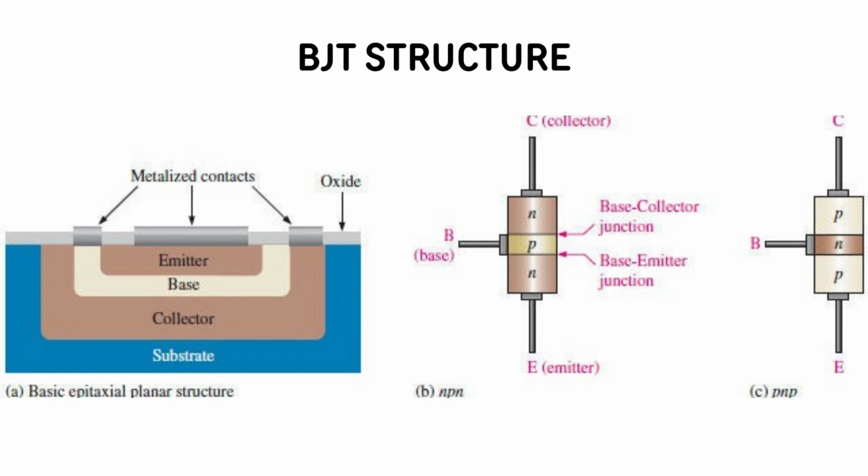BJT structure. The basic epitaxial planar structure is as shown in the figure. Figure B represents an NPN transistor. C represents a PNP transistor. In the NPN transistor and PNP transistor, the basic terminals are emitter, collector, and base, which consist of two junctions. One is the base collector junction and the other is the base emitter junction.